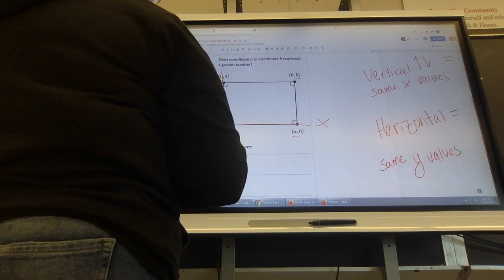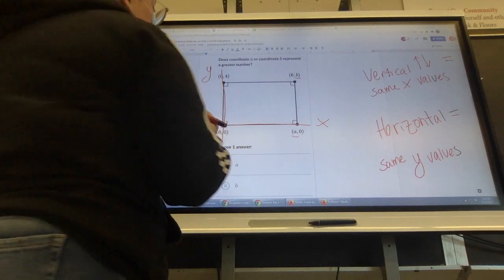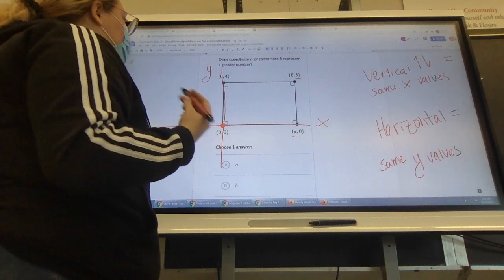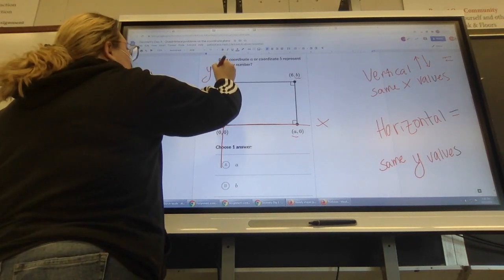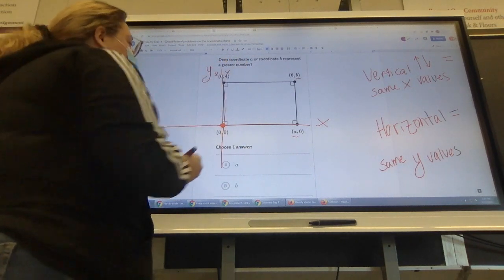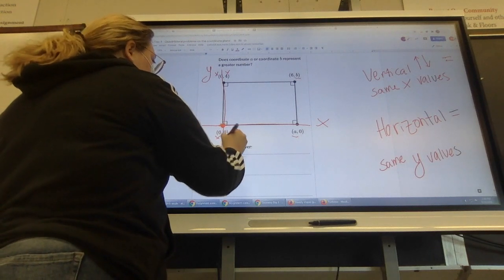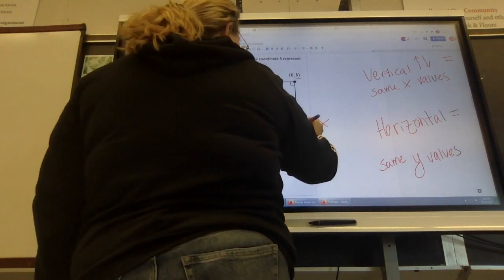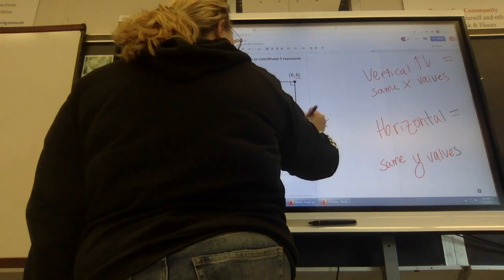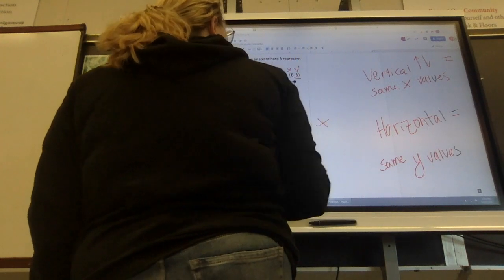So what I'm going to do first is I'm going to label all of my x's and my y's. So I'm going to put my x's, my y's. Remember that x's always come first. X and Y, X and Y.